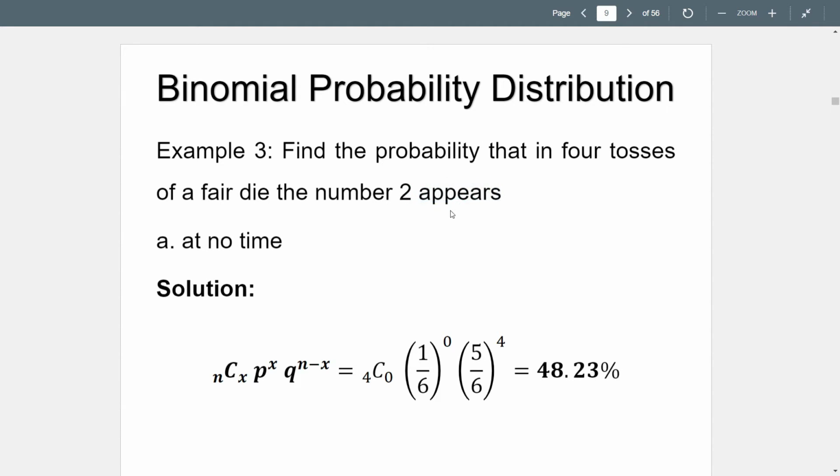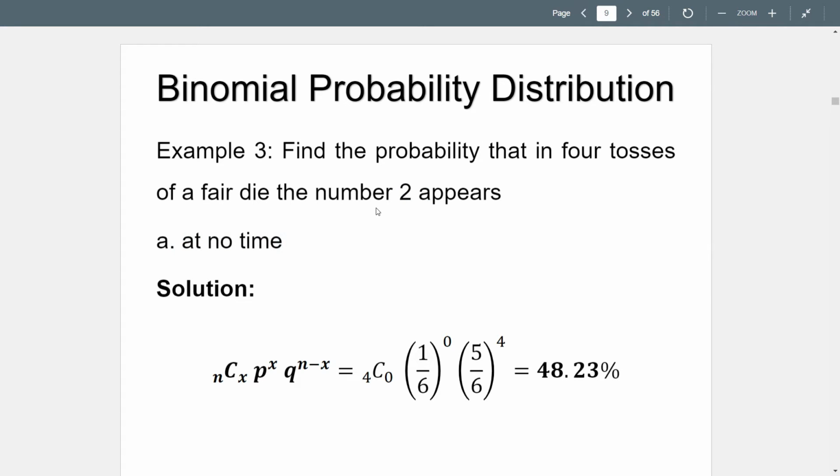So there is only one possible event that 2 will appear, and the total number of events is 6 in a pair of die. So the probability of success that 2 will appear will be 1 out of 6. Okay, and it states here that at no time, so the probability of success that 2 will appear will not happen.